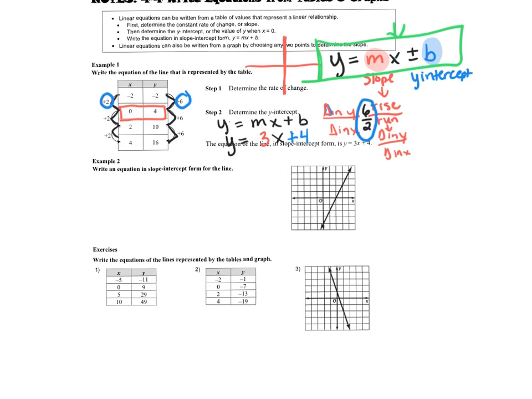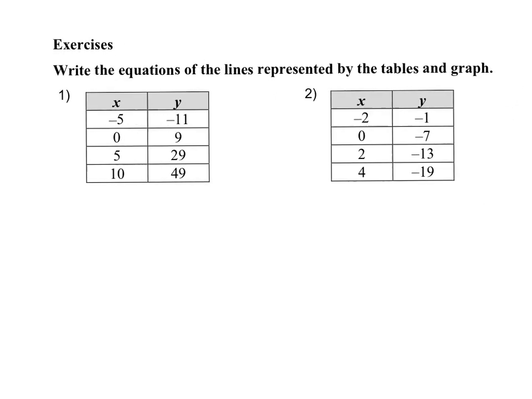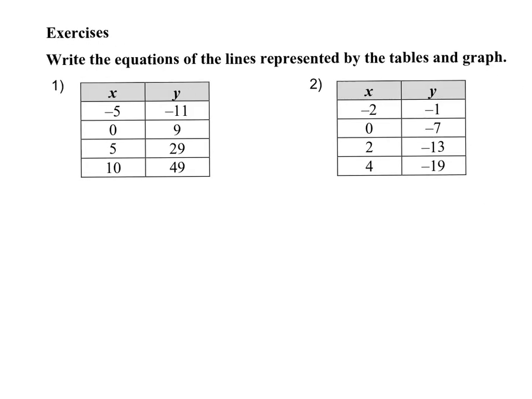Okay? So let's look. Actually, I'm going to skip down to exercises 1 and 2, and then we'll do the graphing part. I think that would be best. So I'm going to write y equals mx plus or minus b on both of these, because that's the form we're going to use. Okay? So look at number 1. What is the change from negative 11 to 9, 9 to 29, and 29 to 49?